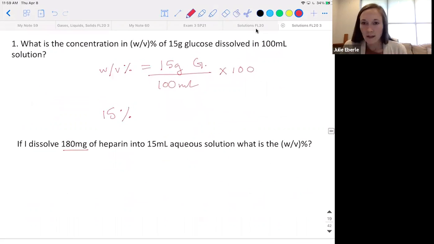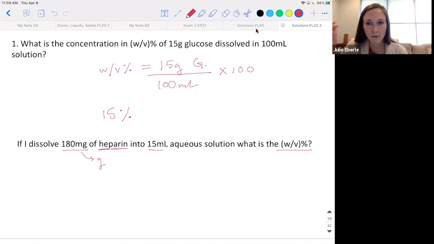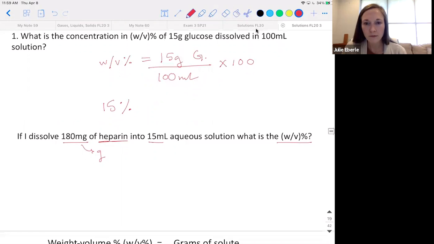If I dissolve 180, look at the units here, milligrams. So what are we going to have to do before we plug this in? You're going to have to convert milligrams to grams. So if I dissolve 180 milligrams of heparin, what's heparin? Anybody familiar with heparin? Into 15 milliliters aqueous solution, what is the weight volume percent? Heparin's involved in your blood clotting system. I can't remember if it prevents clotting or if it aids in clotting, but I know it's involved in that cascade. It's a blood thinner. Yeah.